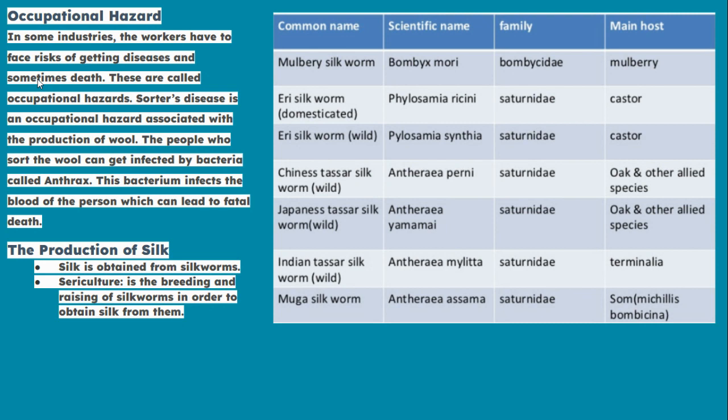Okay. Now the production of silk. Silk is obtained from the silkworm. Sericulture is the breeding and raising of silkworms in order to obtain silk from them. Now these are the common name of the silkworm, the scientific name, the family they belong to, and the main host. Mulberry silkworm, scientific name Bombyx mori, family Bombycidae, main host mulberry.